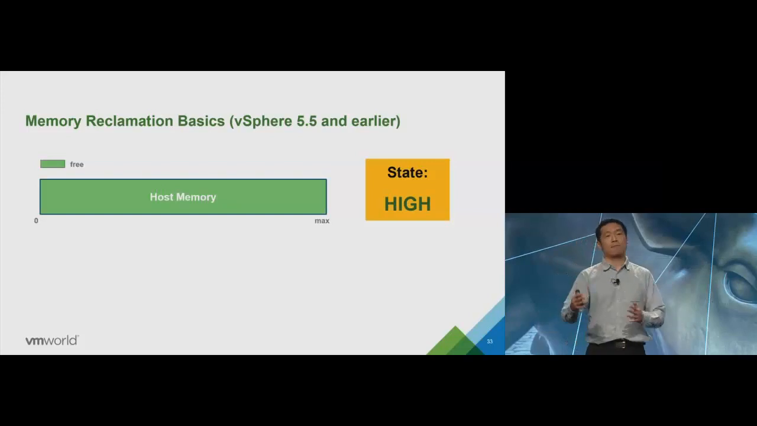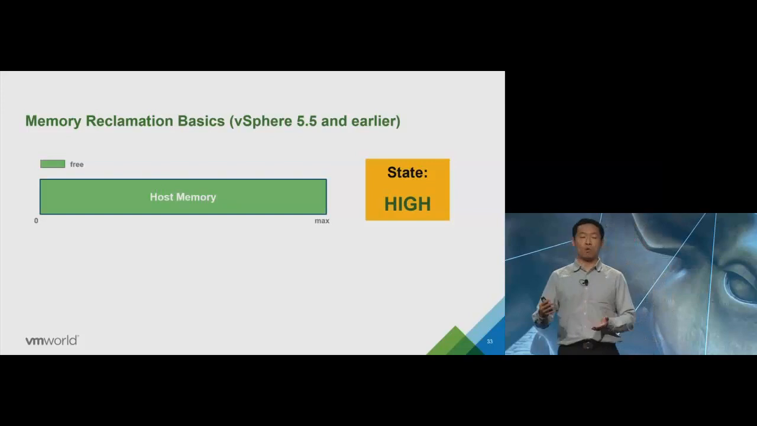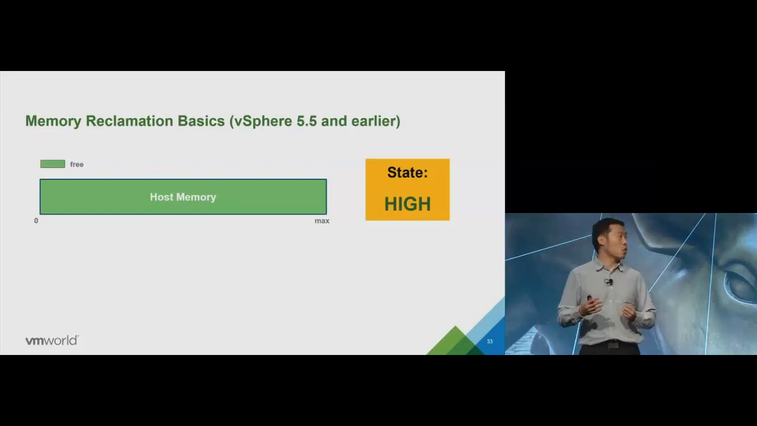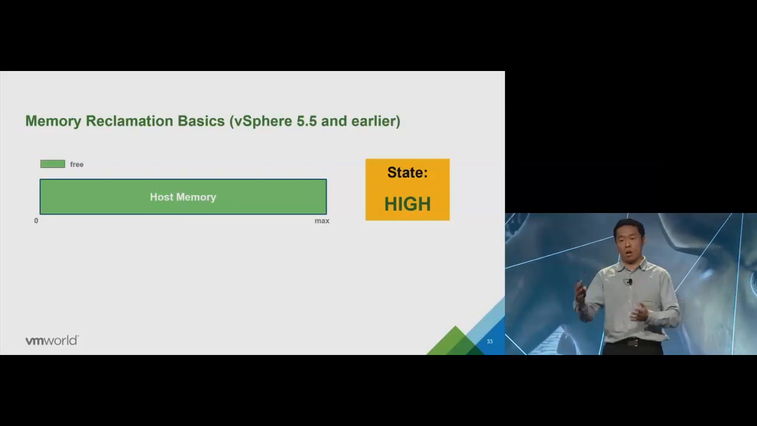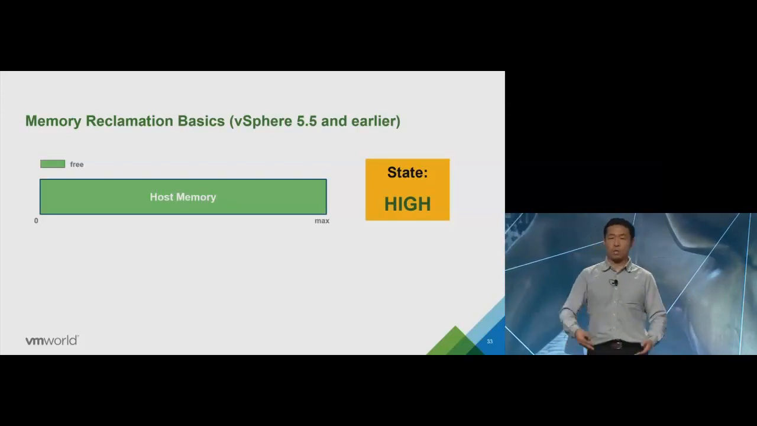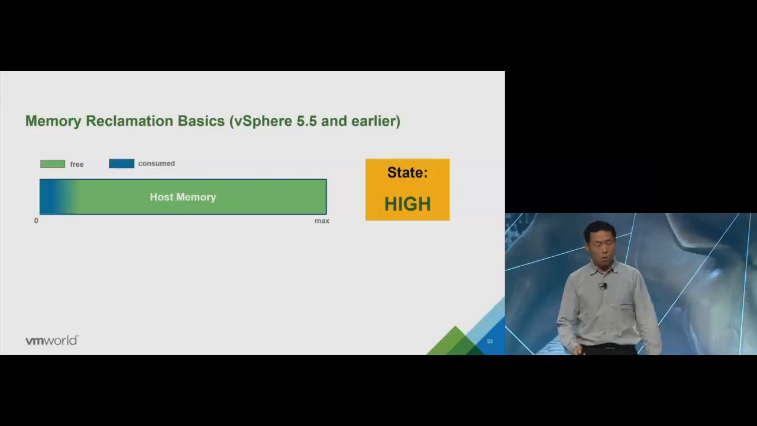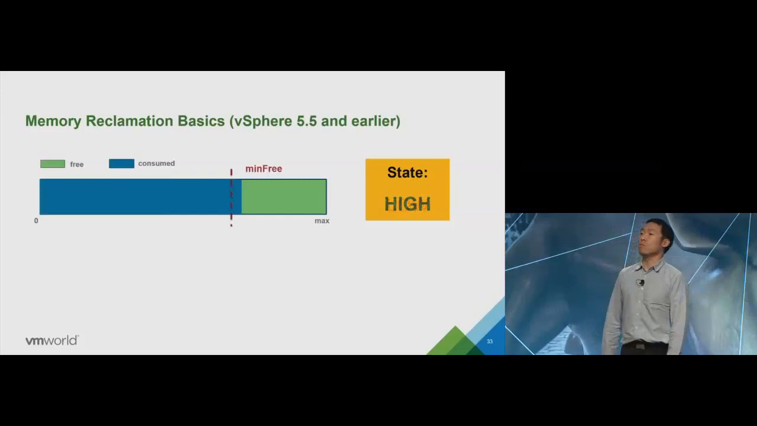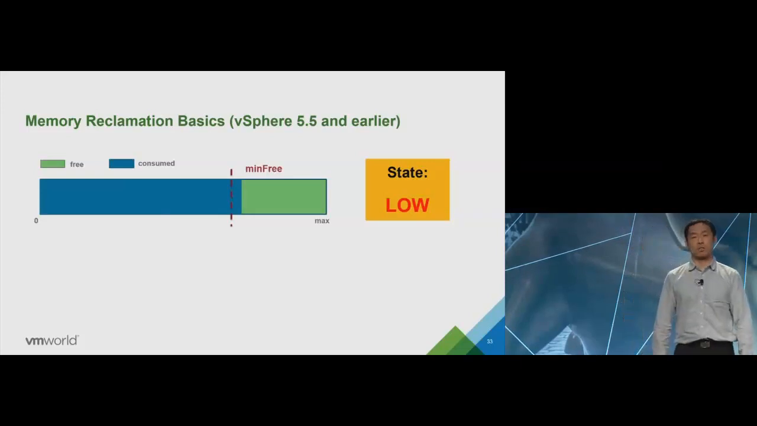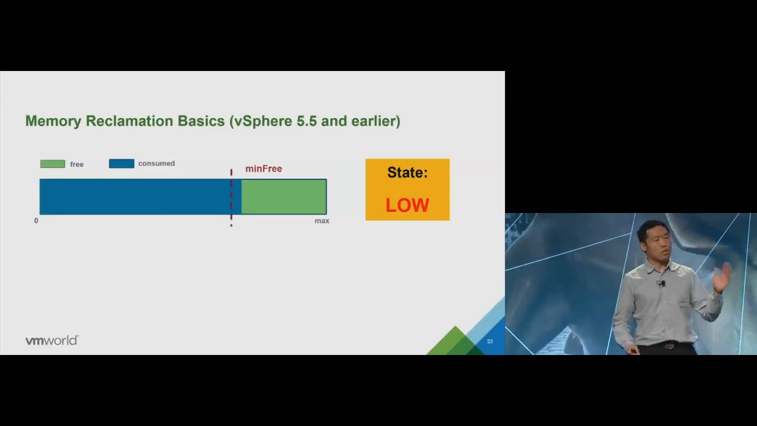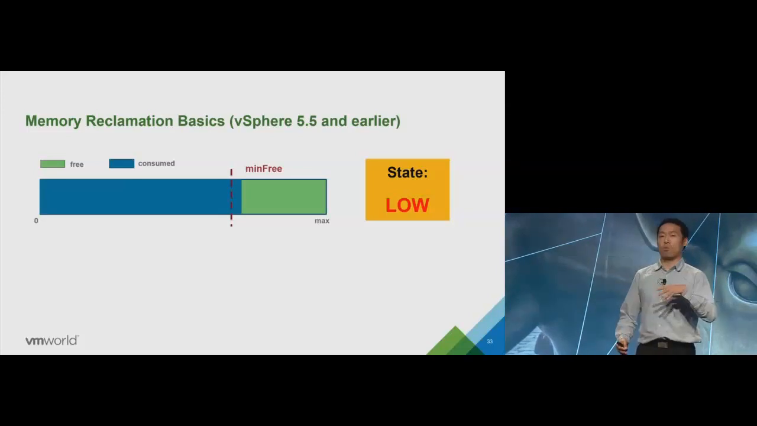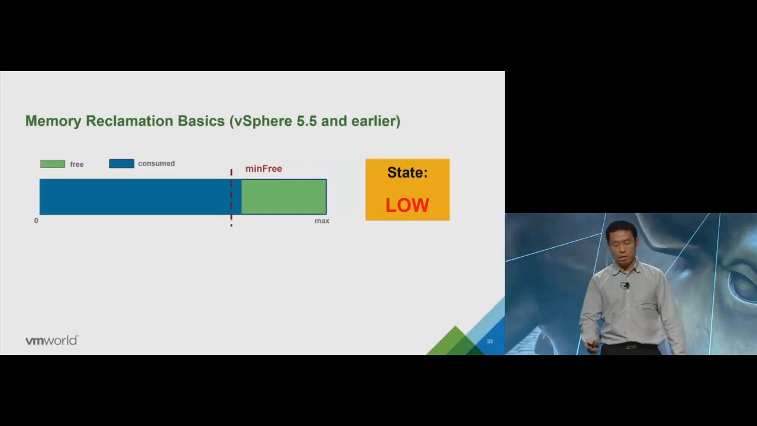When ESX tries to reclaim some memory from a VM, it first checks the memory state of the host. The memory state is mainly determined by the amount of free memory currently available in the host. For example, if a host has just booted, it has plenty of free memory, so it stays in the high state. As VMs start to consume memory and the free memory gets smaller and smaller, when the free memory drops below a certain threshold, which we call min free, the memory state changes from the high state to the low state.